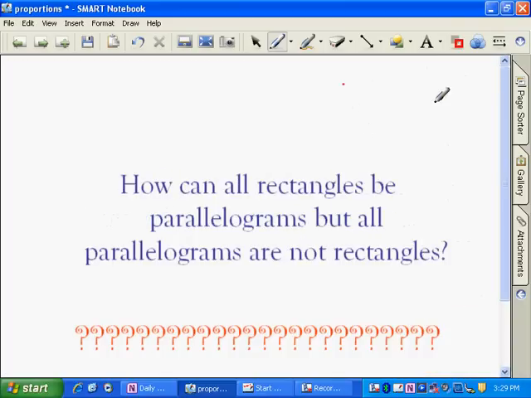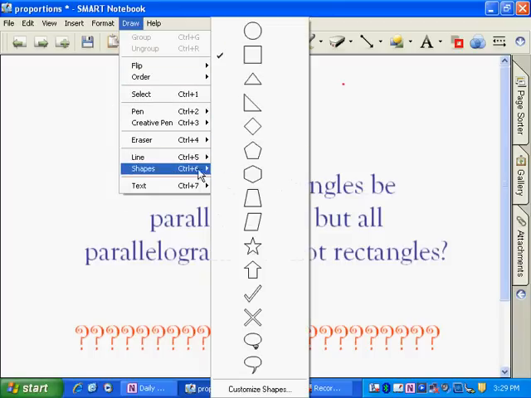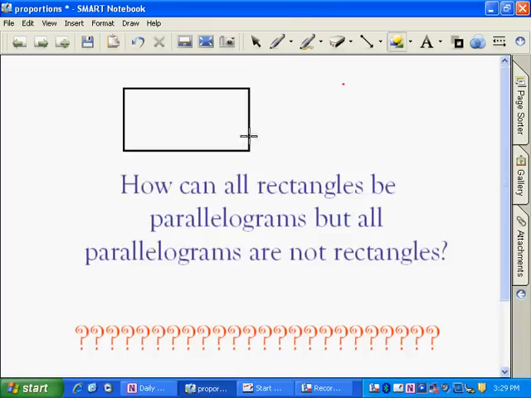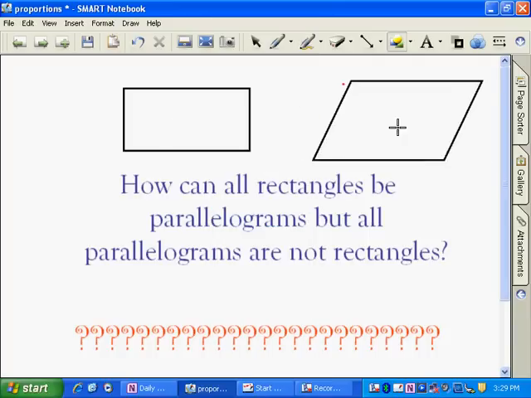Same holds true. How can all rectangles be parallelograms, but all parallelograms are not rectangles? When you look at here is a rectangle, and then when you look at a parallelogram, which I know I have, there we go. The definition of a parallelogram is that opposite sides are parallel, so that works with the rectangle. Opposite angles are congruent, and opposite sides are congruent. But in order to be called a rectangle, it has to have four right angles, and a parallelogram doesn't have four right angles.